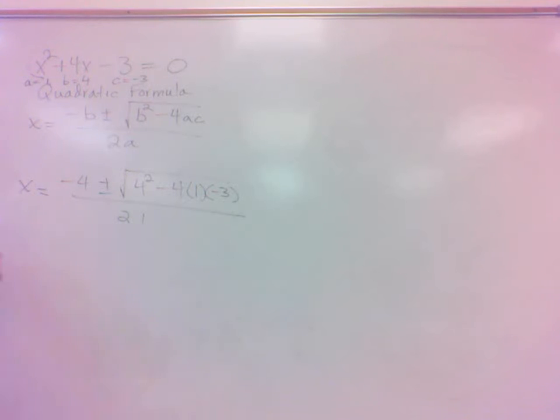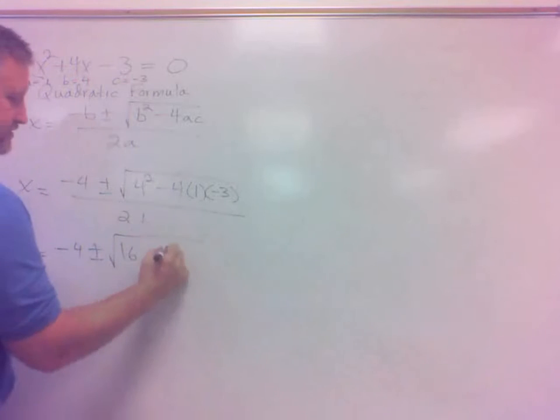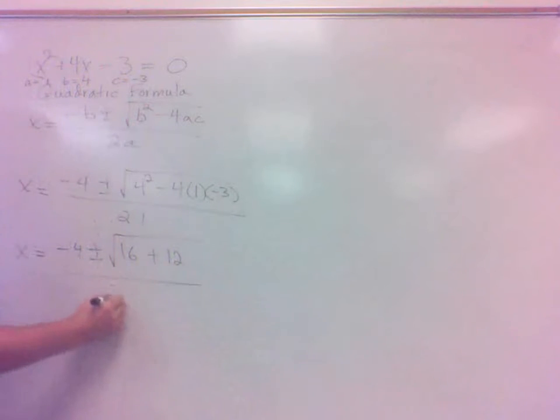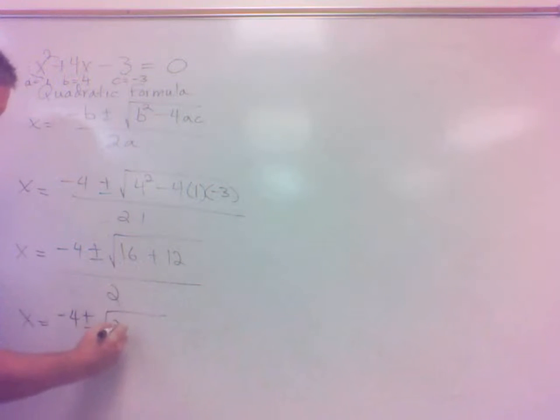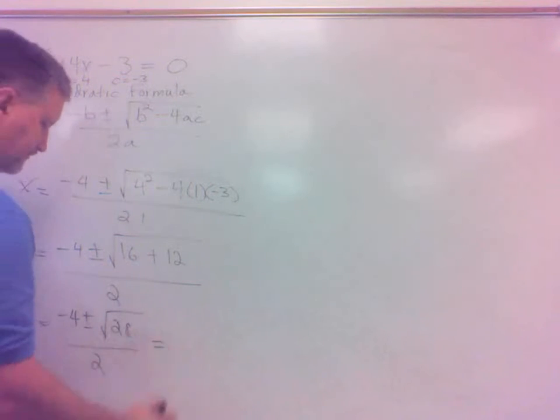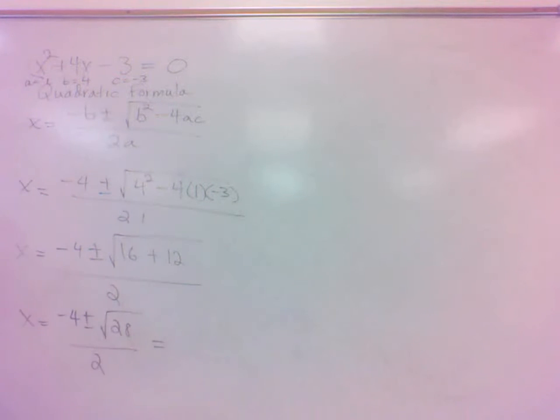And so that's going to get me x equals minus 4 plus or minus the square root of 4 squared, which is 16. Minus 4 times 1 is negative 4, times negative 3 would be positive 12, all divided by 2. So that winds up being negative 4 plus or minus the square root of 16 plus 12, which is 28, divided by 2, which is a pretty good answer.